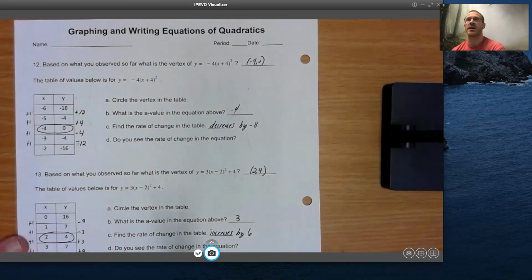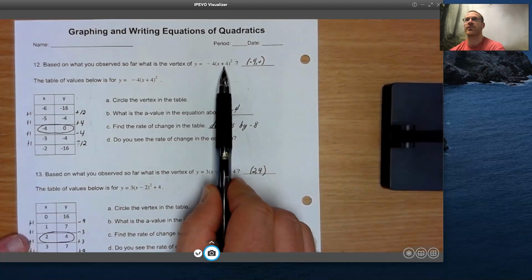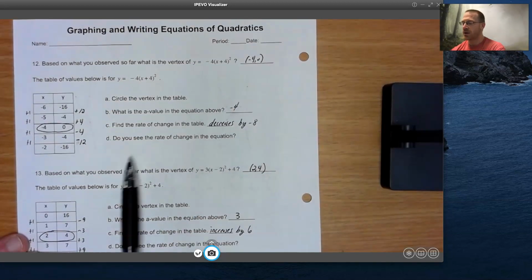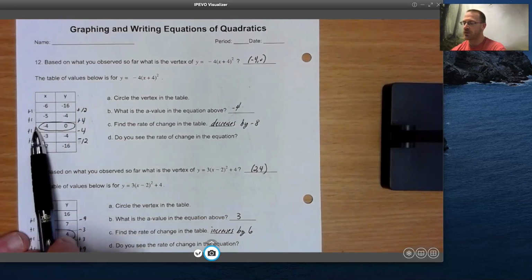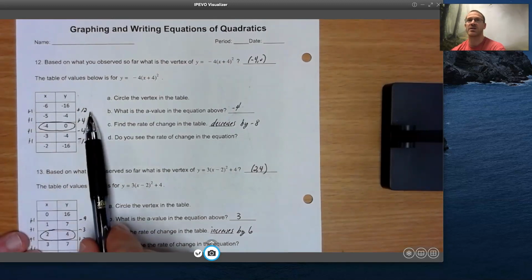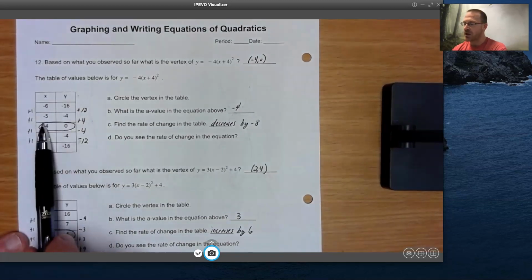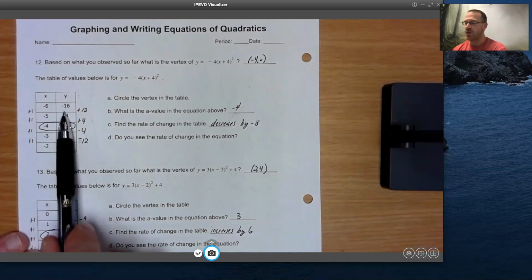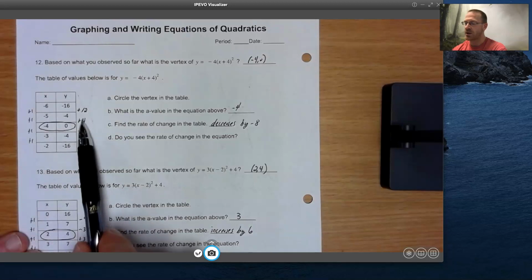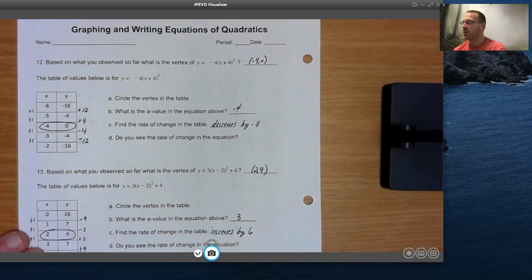All right, so looking at number 12, what's our vertex if we look at this equation? -4, 0. All right, look at my change in x here. +1, +1, +1, +1. Okay, look at my change in y's. +12, +4, -4, -12. All right, that vertex is right here in the middle, -4, 0, right? We can see the symmetry around the vertex. We can see that we go from increasing to decreasing here. We've changed direction.